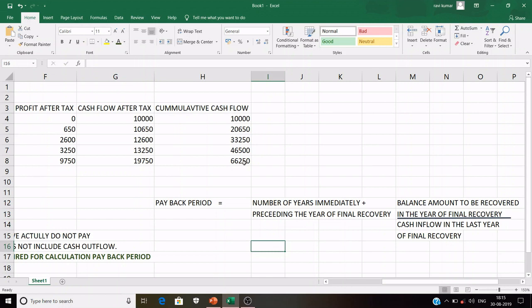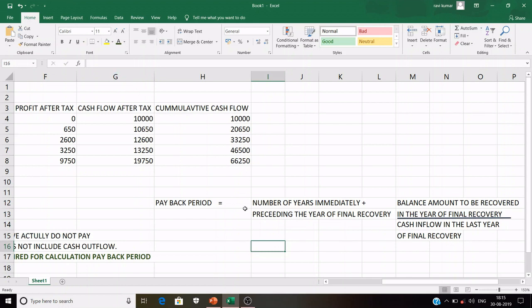So my year of final recovery should be between fourth year and fifth year. So you can assume any payback period between fourth and fifth year to calculate payback period, because our 50,000 rupees lies between these two amounts. So I can assume any payback period between fourth year and fifth year. For my comfortability, I am assuming 4.6 years. Let's assume now 4.6. You can assume anything like 4.2, 4.4.